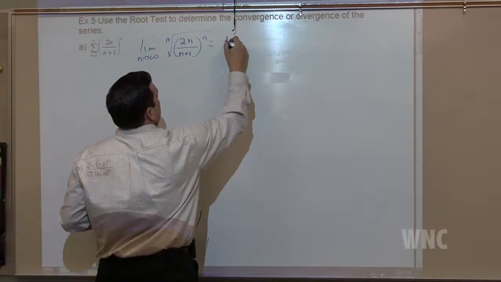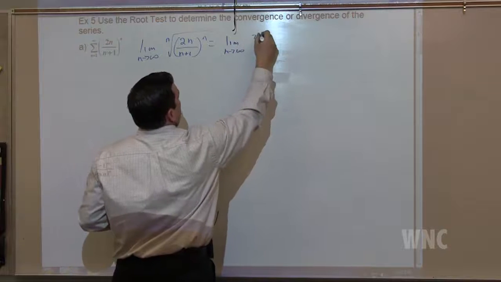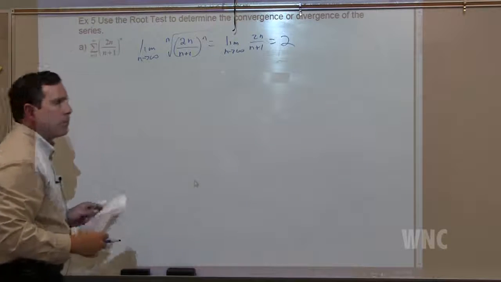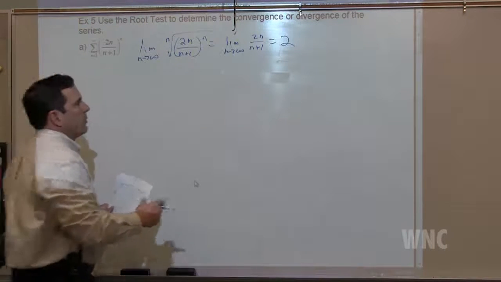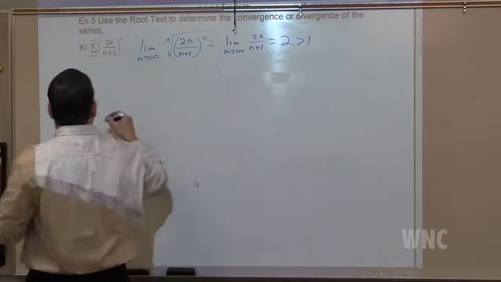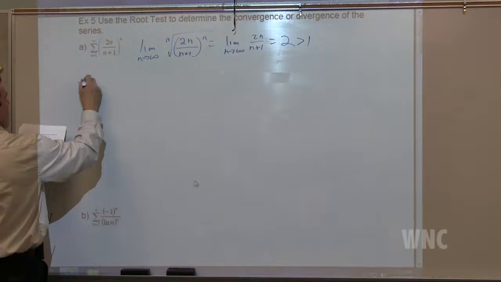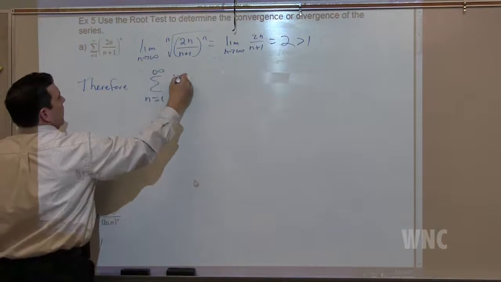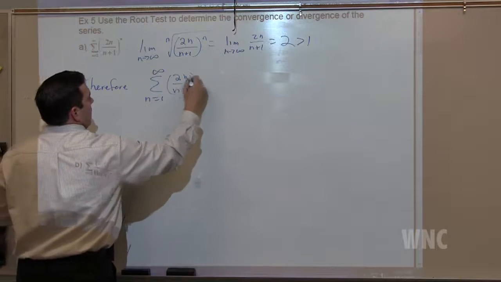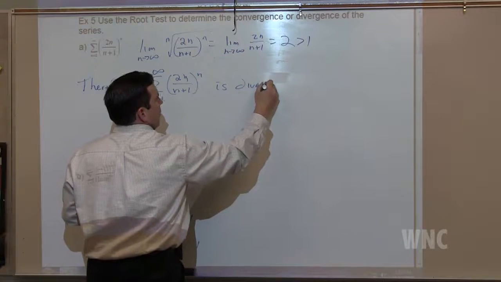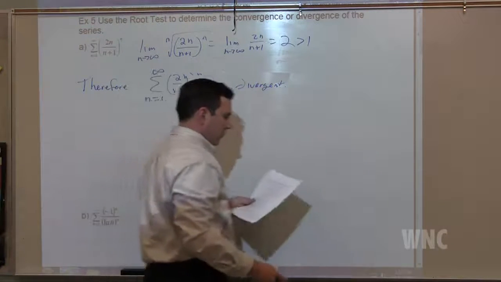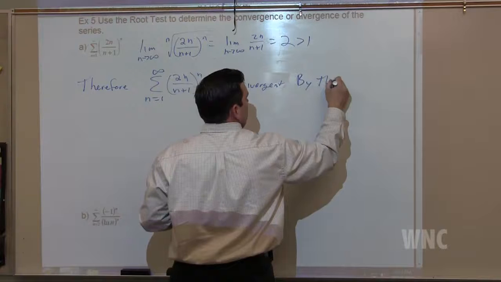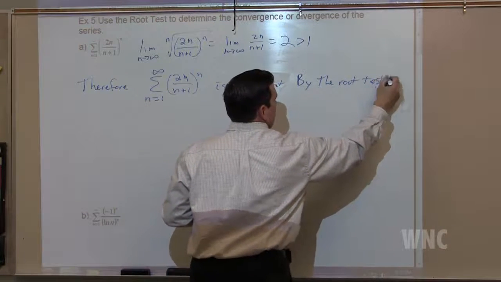So that's going to be the limit as n goes to infinity of 2n over n plus 1. That's going to be 2. The limit there is 2, which is bigger than 1. Therefore, this is divergent by the root test. Okay.